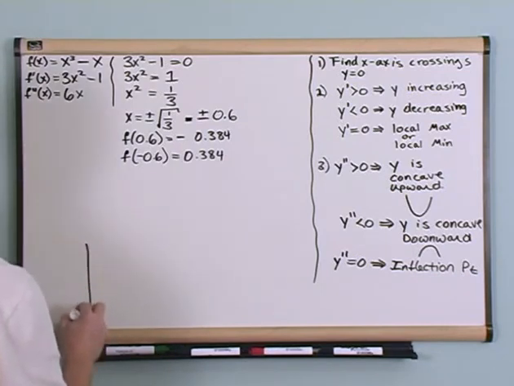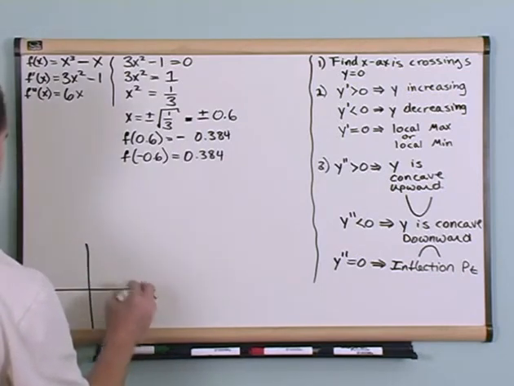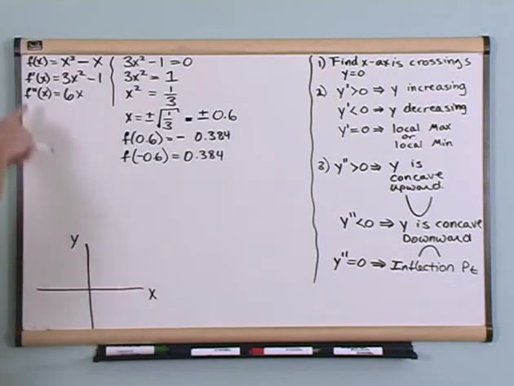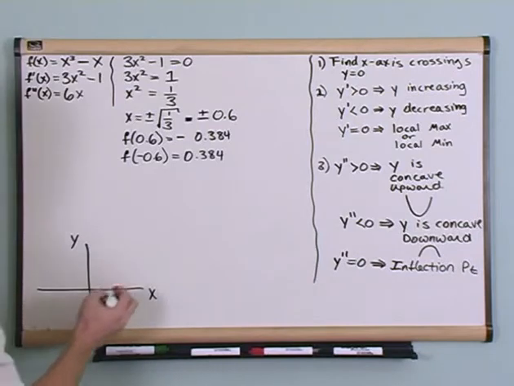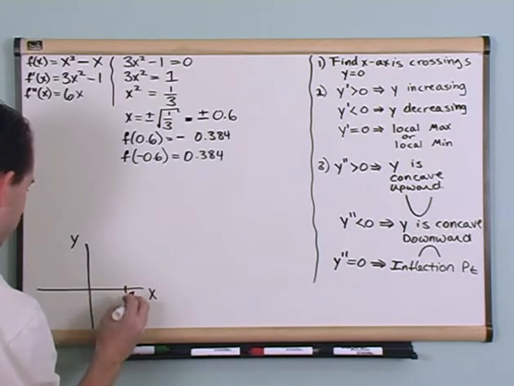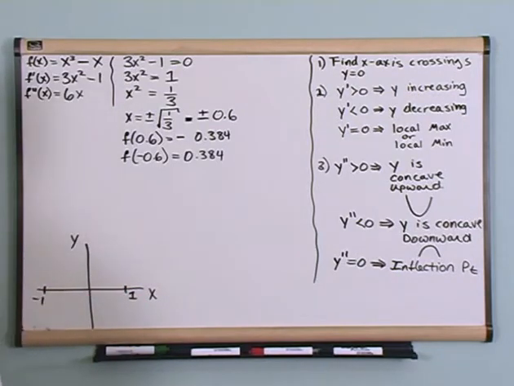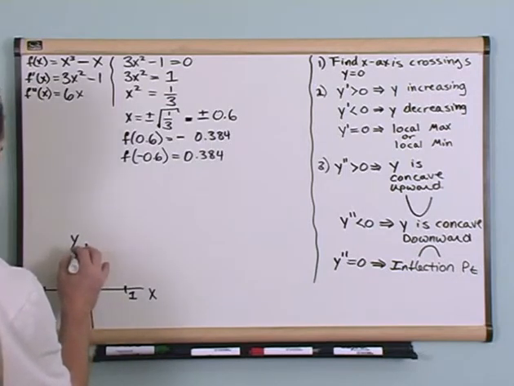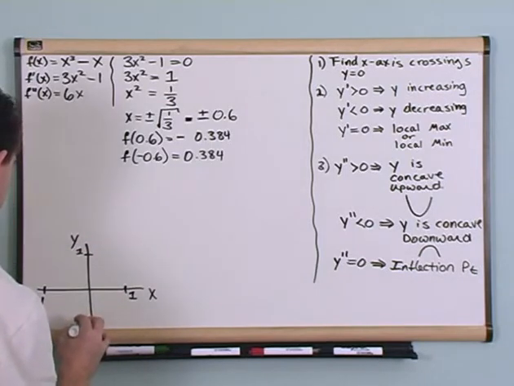Something like this. So this is x and this is y. This is the graph of f of x, which is what we're trying to sketch in the first place. What we have shown here is this is going to be positive 1, this is going to be negative 1. Up here, this is going to be positive 1, and down here, this is going to be negative 1.